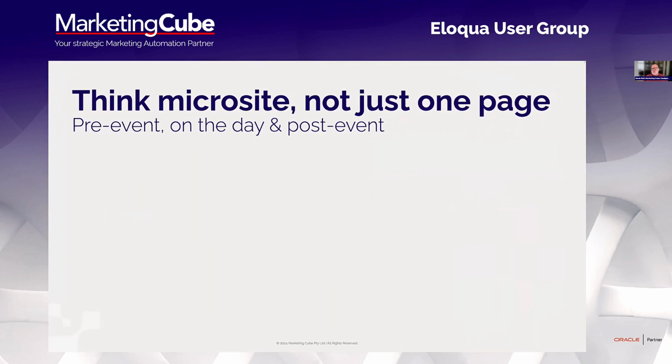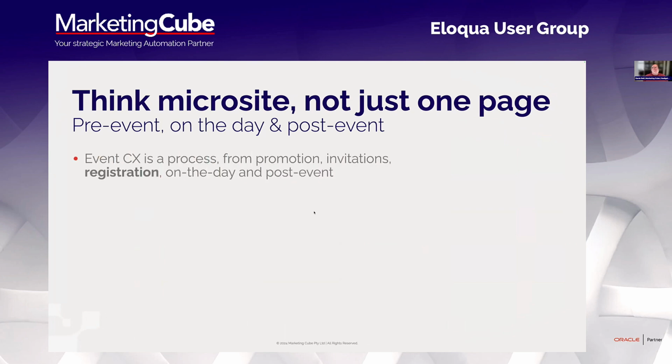So I wanted to give you some ideas, some opportunities to do a little bit of thinking. Okay, so the concept of a microsite in the context of your event is a really good idea. Okay. So instead of just a single page, you may consider something like a microsite, which helps you think about the event as a process. And the process isn't just the registration. That's just one part of it, which is our focus today, but it's part of a much larger process.